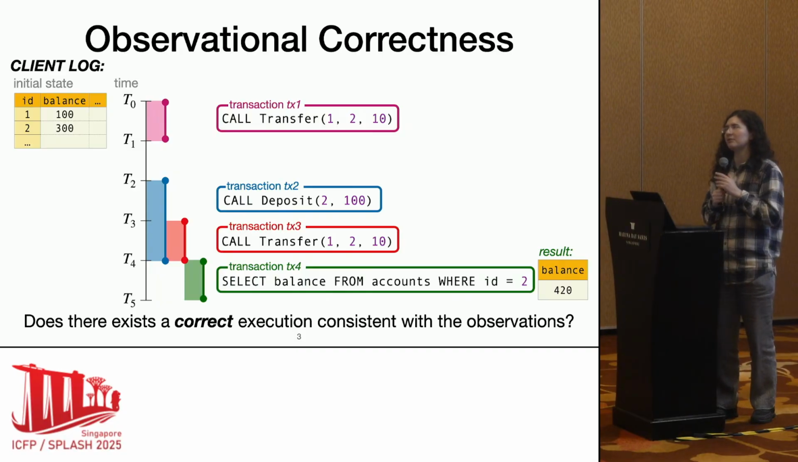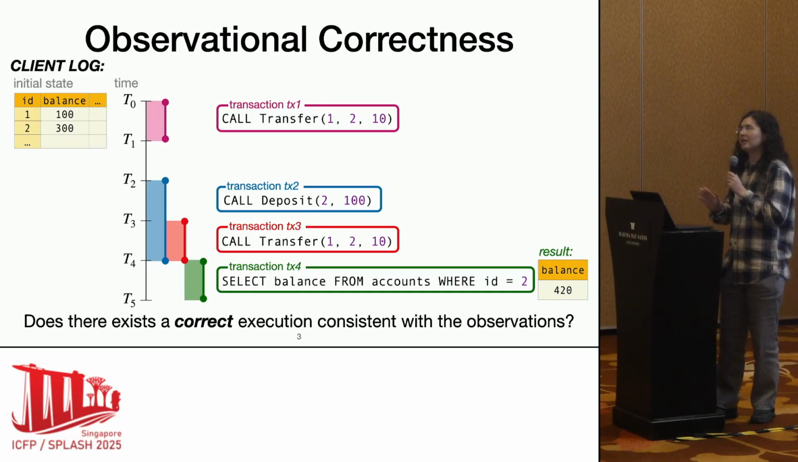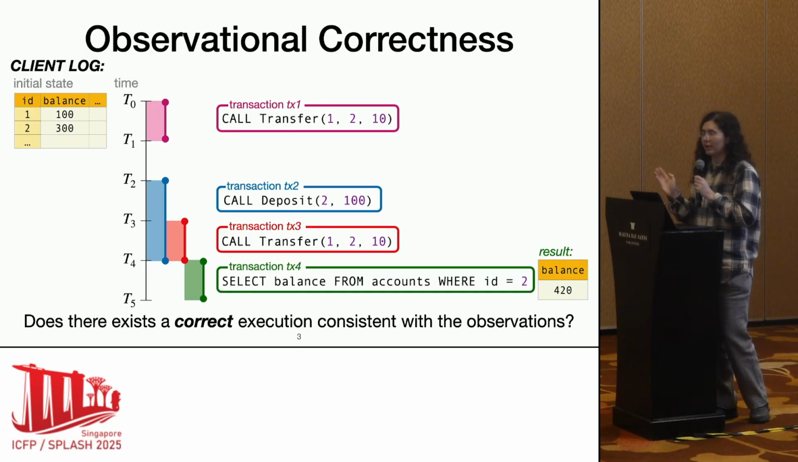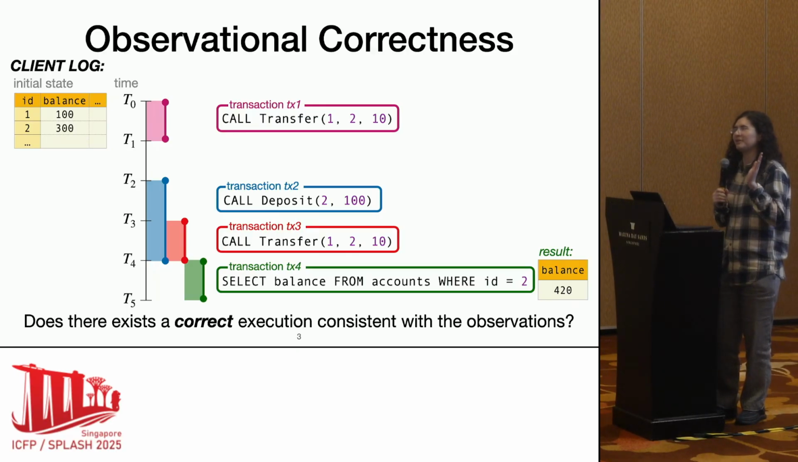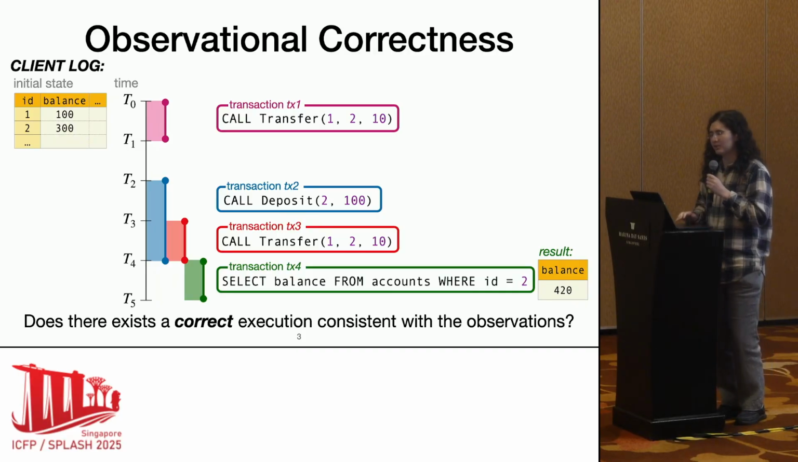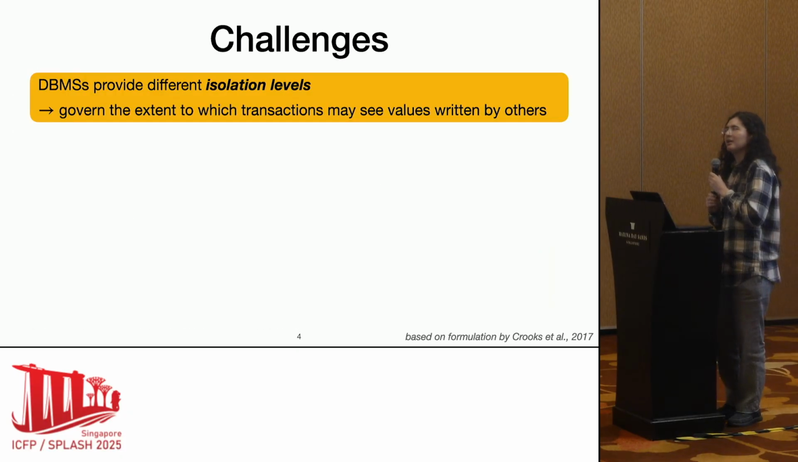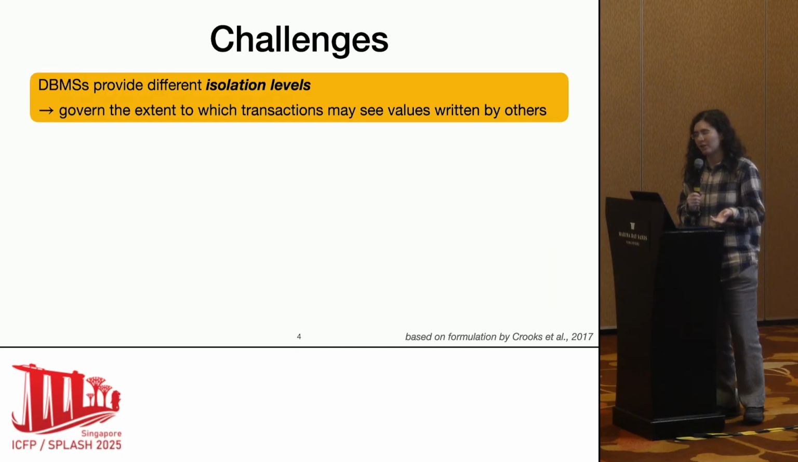If we have this, then we know that the DBMS implementation that gave rise to this log is indistinguishable from a correct one on these transactions. So this is what we want to check. There's currently no way of checking this, or there wasn't, so we decided to come up with a way of doing this. In doing this, we had to contend with some challenges.